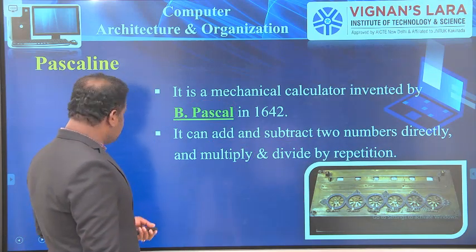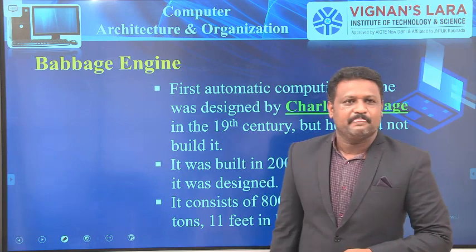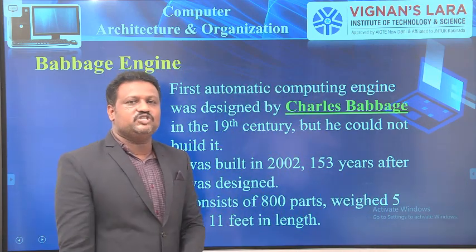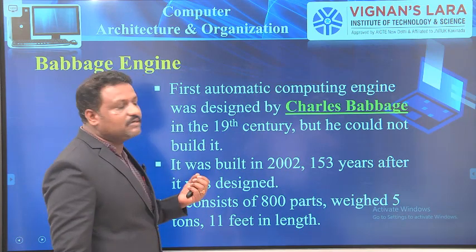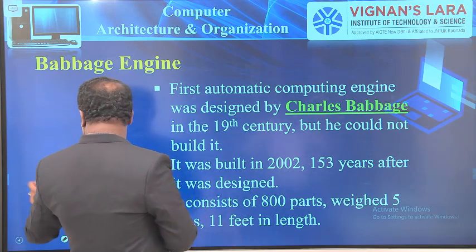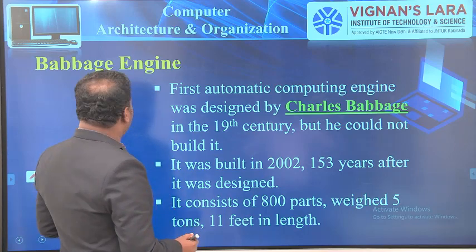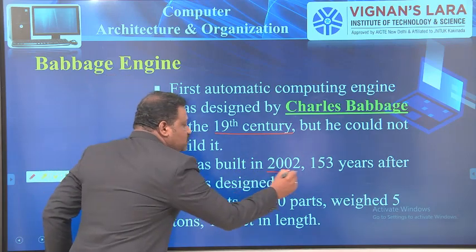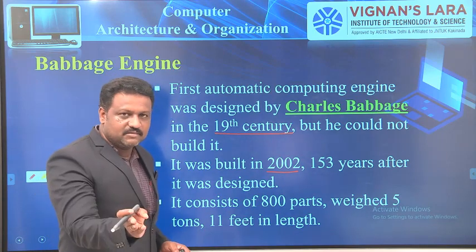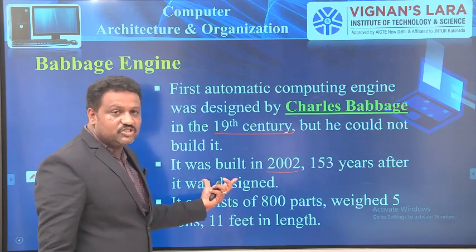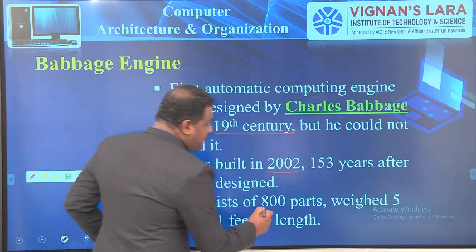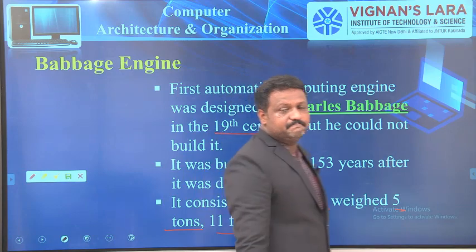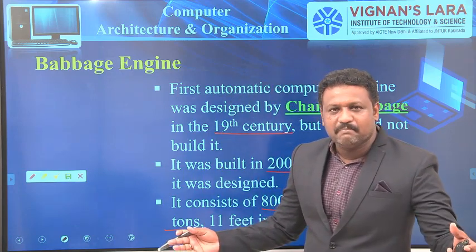Right, next, coming to the second one, the Babbage engine. We know that Charles Babbage is the father of computers. He designed a computer called the Babbage engine in the 19th century, but unfortunately, he couldn't build it. It was built in the year 2002. That means after 153 years of his design, we built a Babbage engine. The specialty of this Babbage engine is it consists of 800 parts, its weight is nearly 5 tons, and its length is 11 feet. Can you imagine, guys, how big the Babbage engine is?